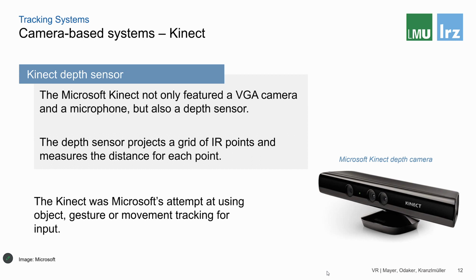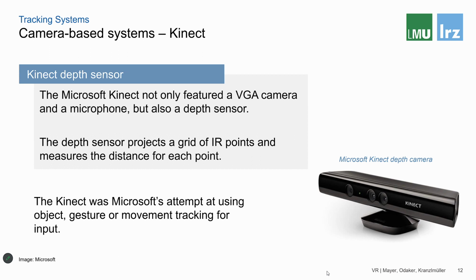The Kinect had a VGA camera, so not great resolution, quite low resolution. It also had a microphone, and it had a depth sensor. This depth sensor worked by projecting a grid of infrared points, and for each point, the system could then measure the depth. That also meant that the depth image was not the same resolution as the camera image. It was a lower resolution, but they intended it for a cheap gaming device. So I guess they considered it good enough for that application.